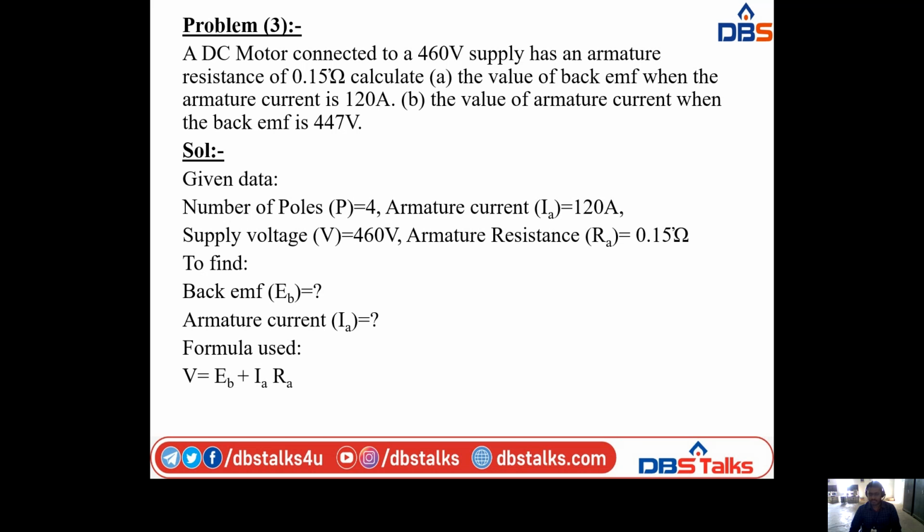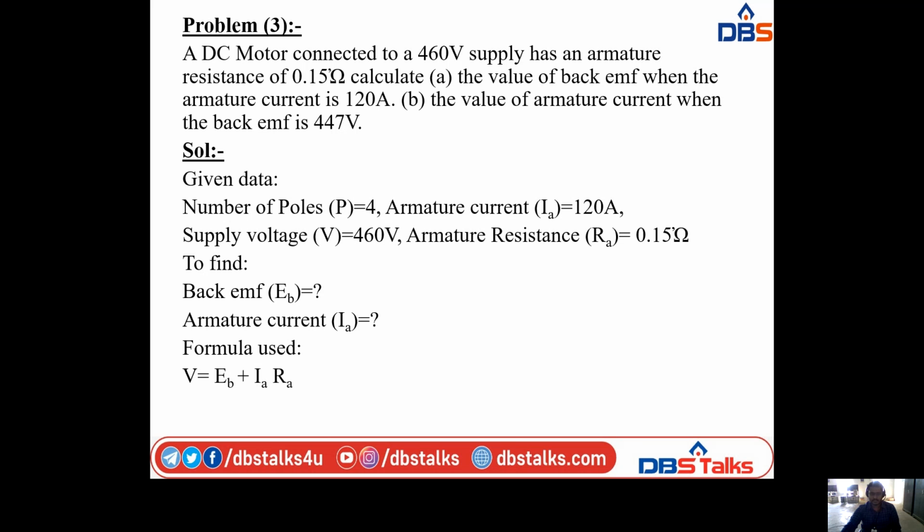From the given problem we first note down the given data. The number of poles P is equal to 4. Next we have armature current IA, given as 120 amperes, and the supply voltage V is equal to 460 volts, and the armature resistance is 0.15 ohms. From this we have to determine the back EMF for the first case, and for the next case we have to determine the armature current IA. To determine these we use the formula V is equal to EB plus IA RA.